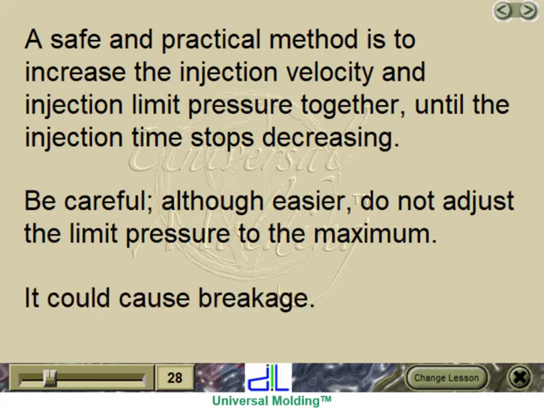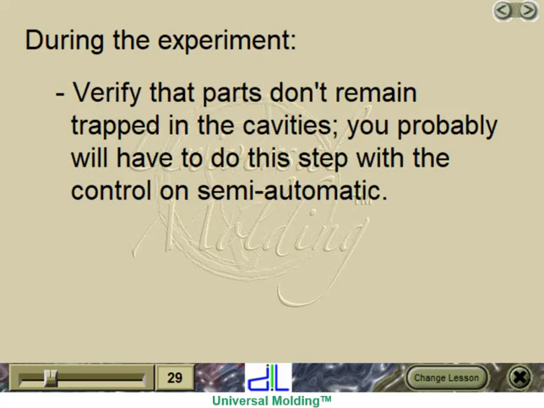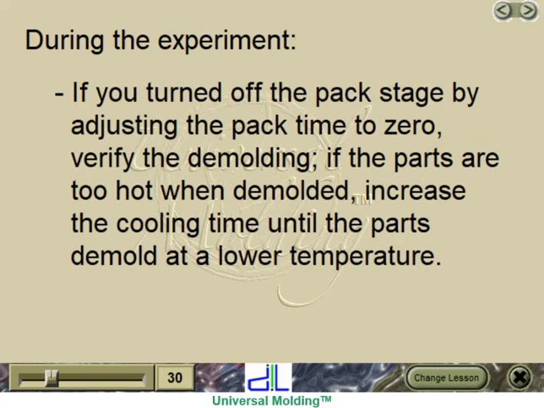It could cause breakage. During the experiment, verify that parts don't remain trapped in the cavities. You probably will have to do this step with the control on semi-automatic. If you turned off the pack stage by adjusting the pack time to 0, verify the demolding. If the parts are too hot when demolded, increase the cooling time until the parts demold at a lower temperature.